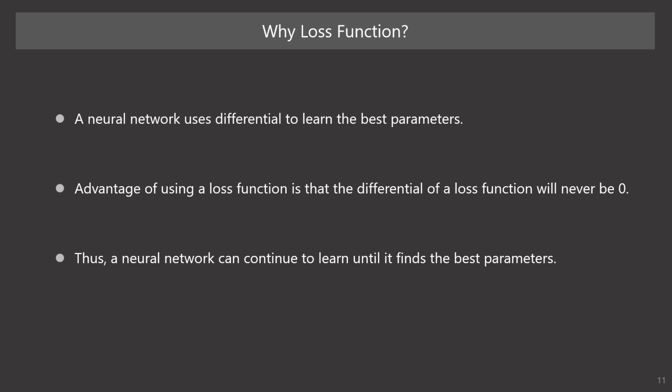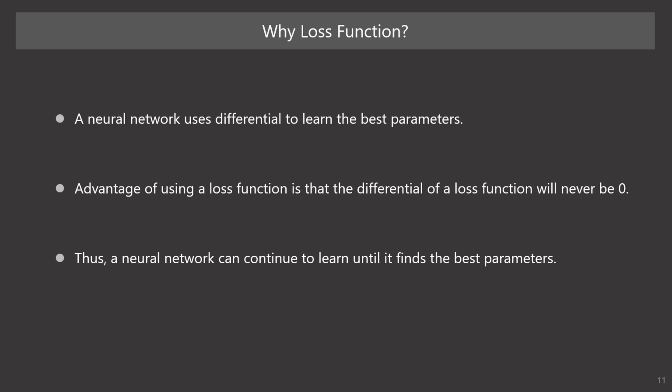The reason is that a neural network uses differential to learn the best parameters. As we know, a neural network is trained to learn the parameters that minimize the returned value of the loss function. That is, a neural network tries to minimize the loss function by changing the parameters slightly and observing the associated infinitesimal differences in the loss function. So, a neural network uses differential to learn parameters.